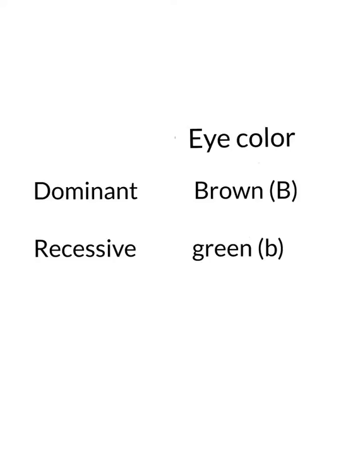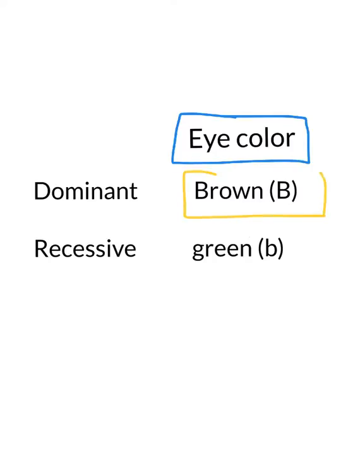Before we get into the setup of our Punnett squares, let's look at the trait that we are going to be determining. For this example, it's going to be eye color. The dominant form of this trait is brown eyes. So anytime we see the capital B, it's going to represent the trait of brown eyes, or the dominant trait, and the recessive form of the trait is going to be green eyes. So anytime in this example we see a lowercase b, it's going to represent green eyes.